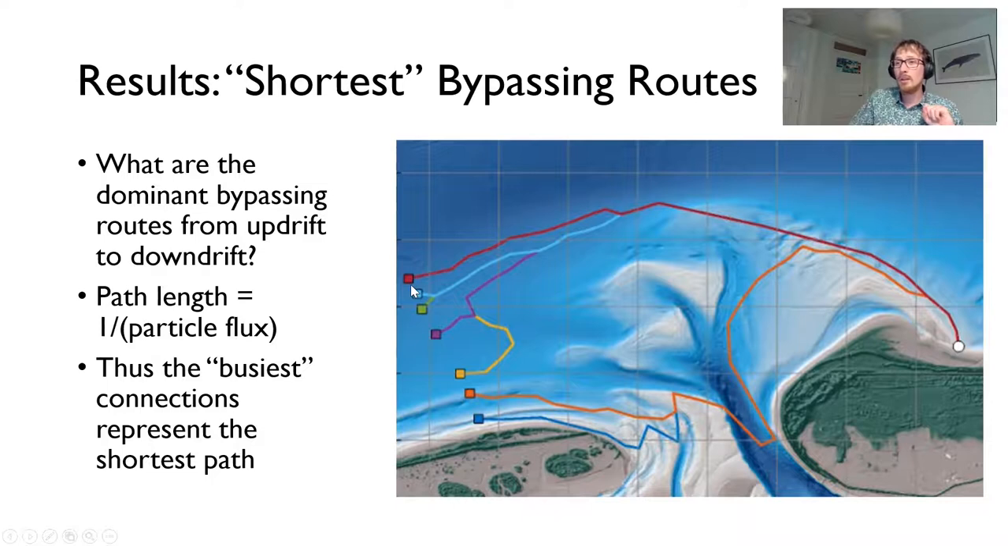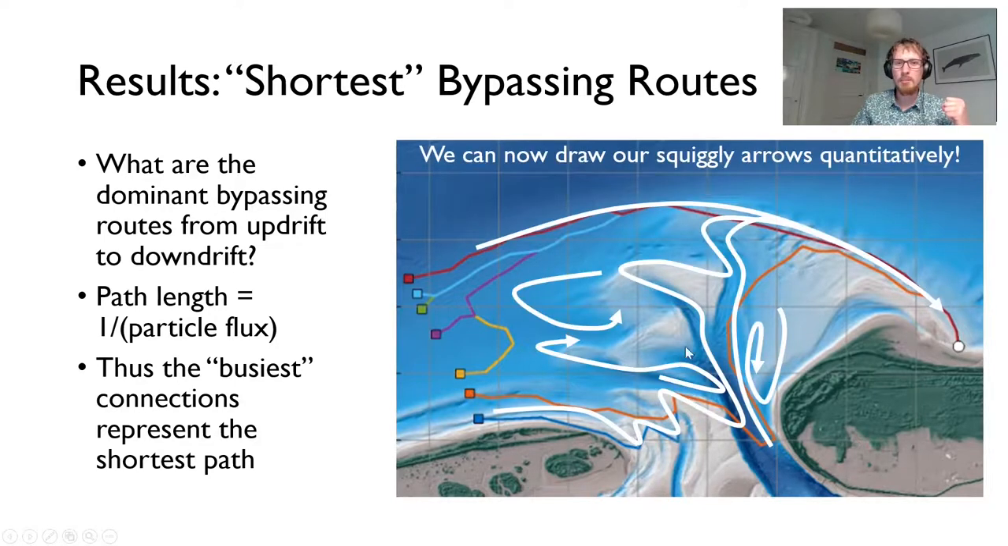We can do this by computing the path length between any given point in the network as 1 over the particle flux between those. And thus, the busiest connections, or the strongest connections, represent the shortest path. And when we look at it this way, we can see that, quite happily, we can now draw our squiggly arrows quantitatively because this method reveals many of the same patterns.